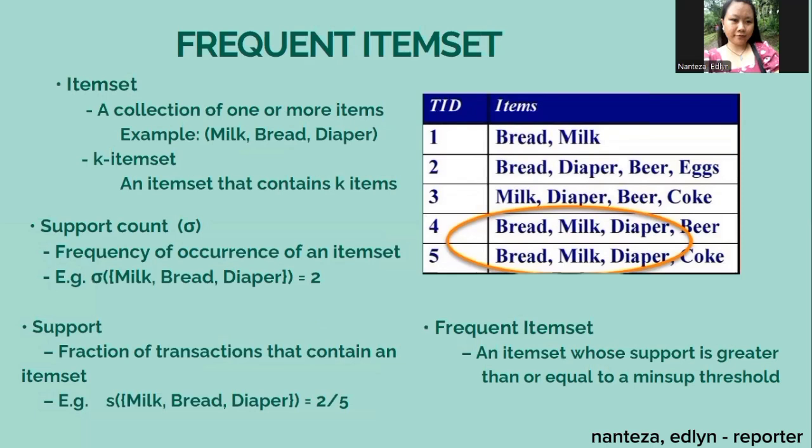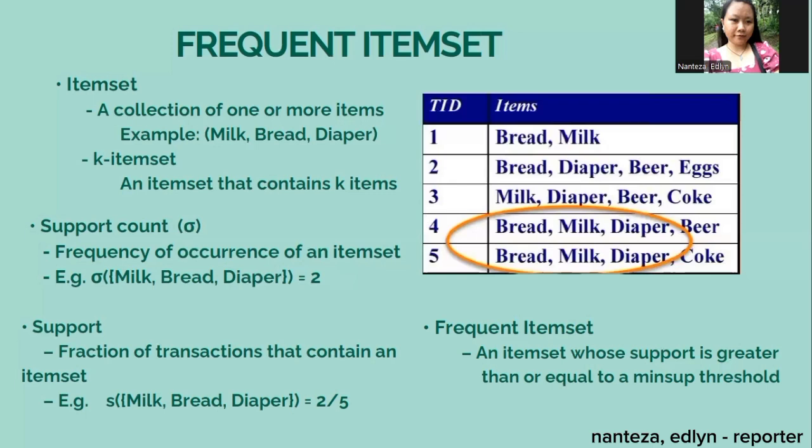Item set. This is a collection of one or more items. For example, milk, bread, diaper is an item set. K-item set: an item set that contains k items. For instance, a 3-item set would contain 3 items. Support count. This is the frequency of occurrence of an item set in the transactions. For example, the support count of milk, bread, diaper is 2, meaning this combination appears in 2 transactions.